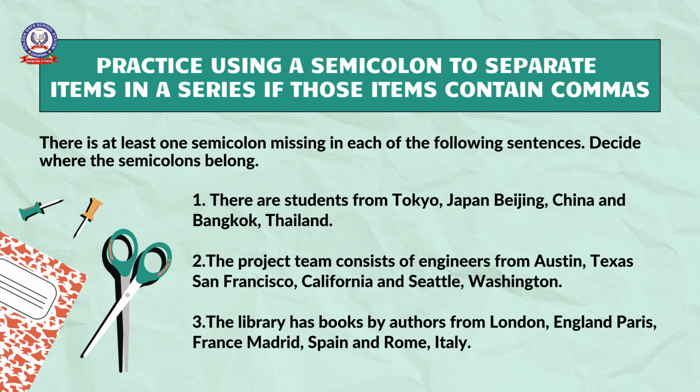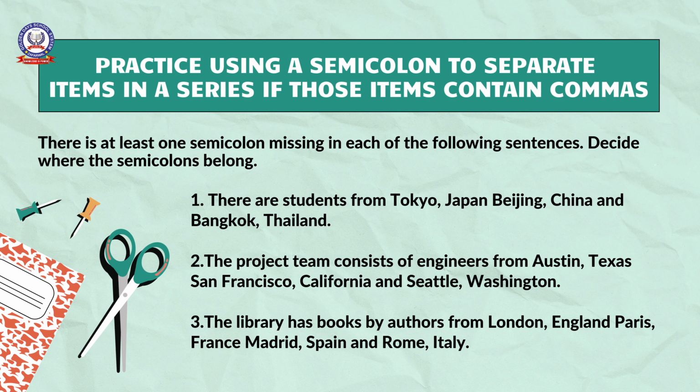Practice using a semicolon to separate items in a series if those items contain commas. There is at least one semicolon missing in each of the following sentences. Decide where the semicolons belong. 1. There are students from Tokyo, Japan, Beijing, China, and Bangkok, Thailand. 2. The project team consists of engineers from Austin, Texas, San Francisco, California, and Seattle, Washington. 3. The library has books by authors from London, England, Paris, France, Madrid, Spain, and Rome, Italy.